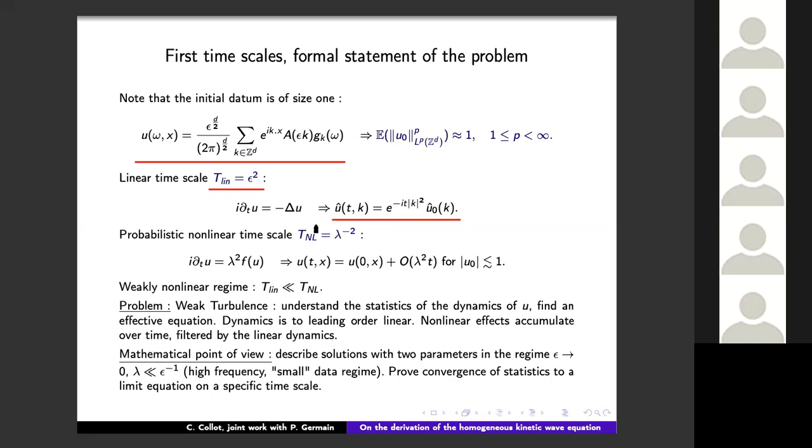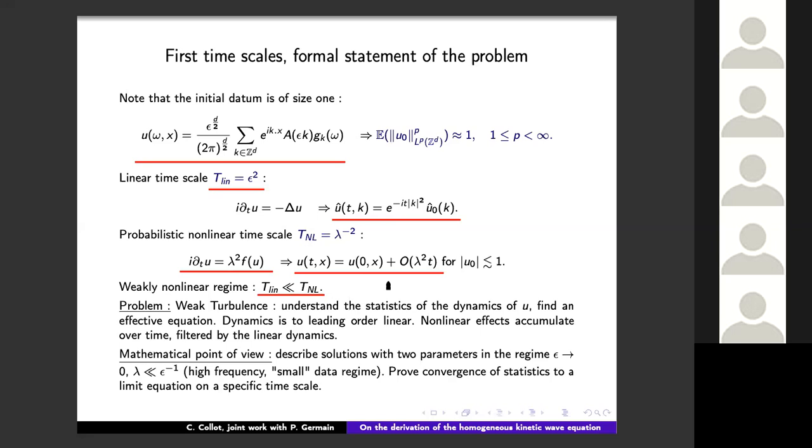I have another time scale, which is that of the nonlinearity. I've convinced you above that my solution is roughly of size 1. So if I solve a nonlinear problem like this with u of size 1, then I will only see some change if I wait a time which is lambda^-2. So since I have two parameters, there are two typical times, for the linear dynamics and the nonlinear dynamics. And saying that we are in a weakly nonlinear regime amounts just to say that my linear time is much smaller than the nonlinear time.